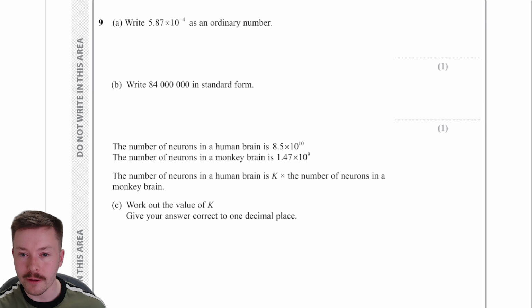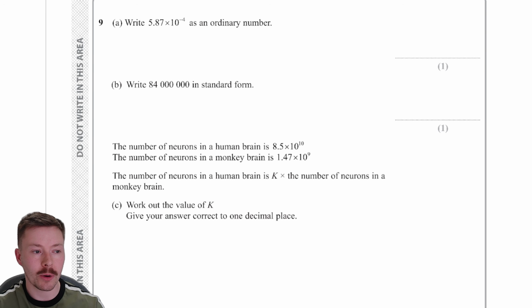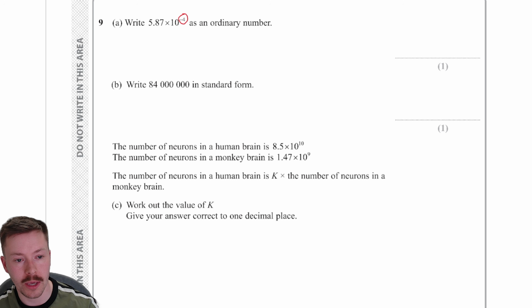Okay, next one. Write 5.87 times 10 to the minus 4 as an ordinary number. Now, if it is a negative power, as in this case, it is going to be a smaller number. And what this really means is divide by 10 4 times. So we are going to get 0. We're going to take our decimal place and move it to the left 4 times.